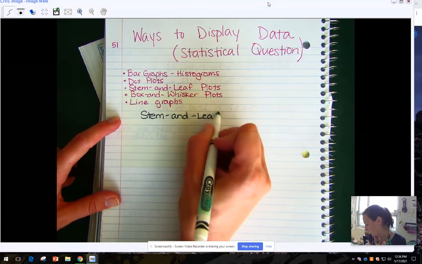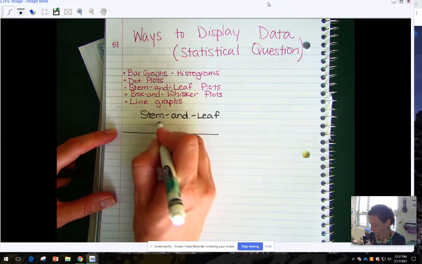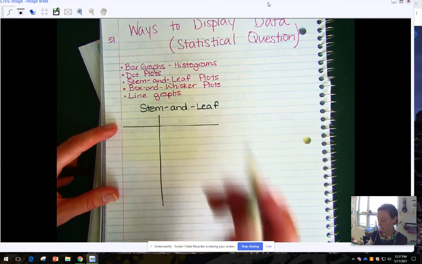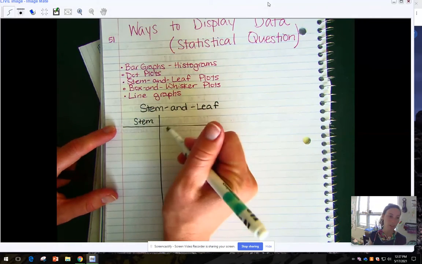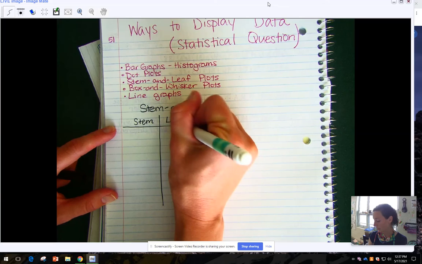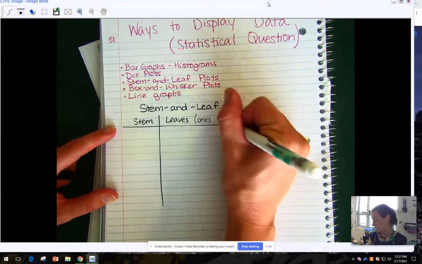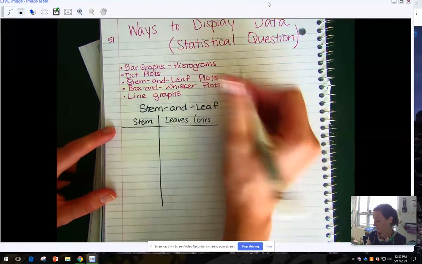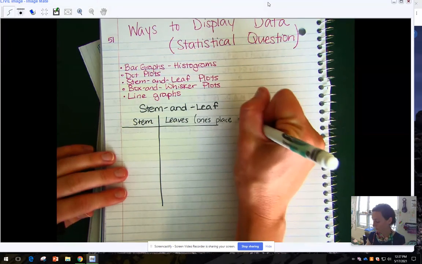So it's called a stem and leaf because it kind of builds on itself, where you can have many leaves off of one stem. So the stem is the stuff on the left. This is everything but the ones place. And then the leaves are over here, and this is always the ones place. Or I guess it could be lower than the ones place, but it's always only one place value.